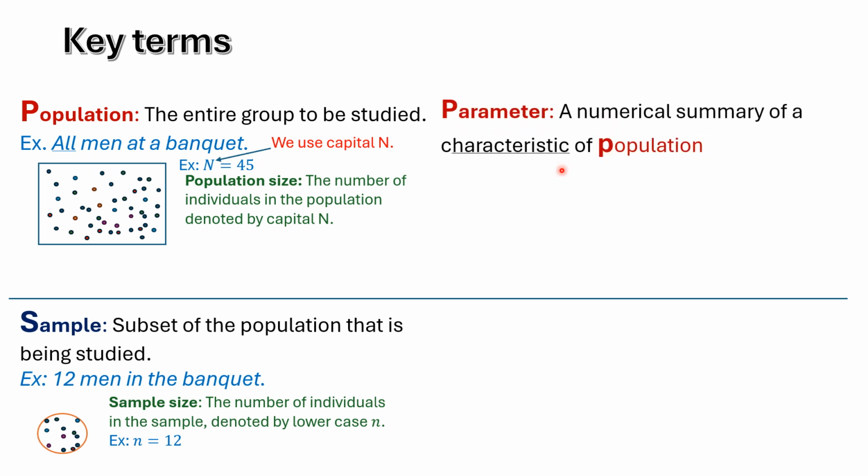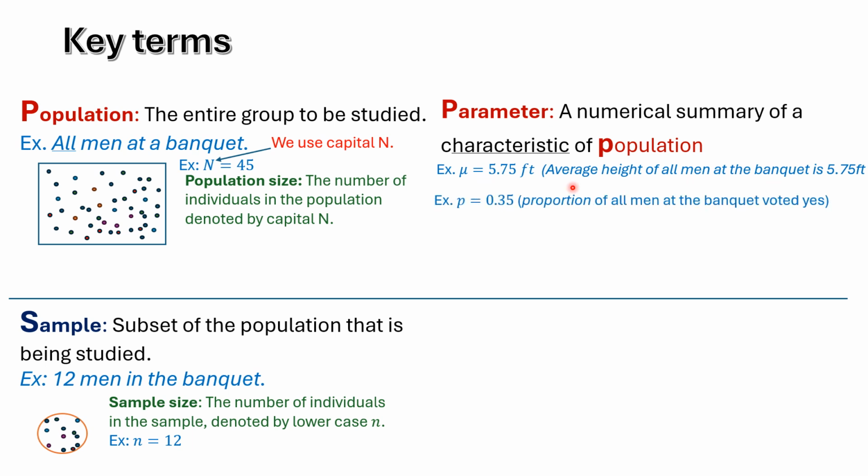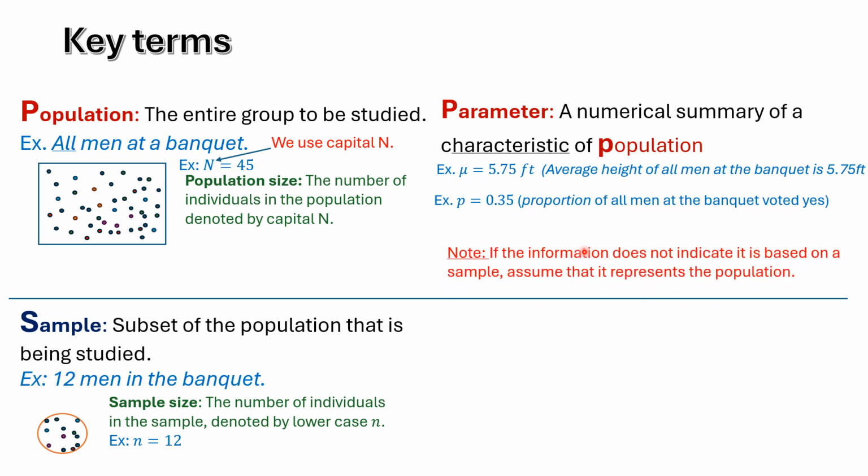Next, we have parameter. A parameter is a numerical summary of a characteristic of a population. For example, we use mu, which is this symbol, equals 5.75 feet. That means the average height of all men at the banquet is 5.75 feet. We use p equals 0.35. P represents the proportion of all men at the banquet who voted yes. Note that if the information does not indicate it is based on a sample, assume that it represents the population.